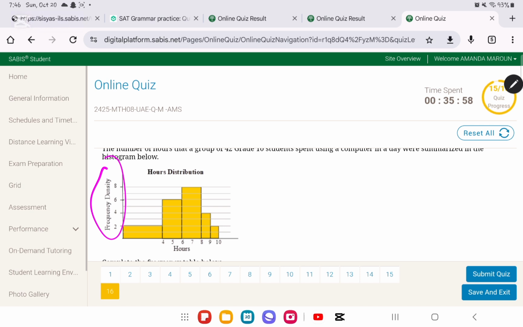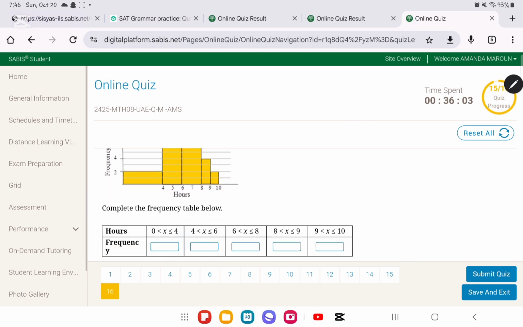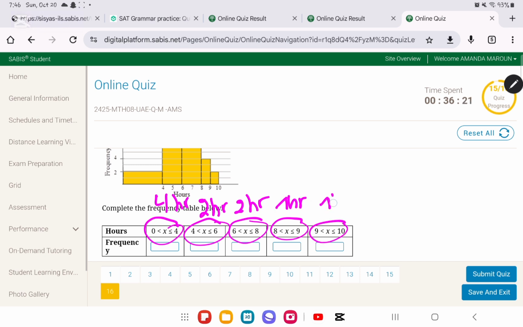Very simply, the first thing we're gonna do is find the width. How do we find the width? We're gonna go down to the hours. For example, 4 hours minus 0 hours, 4 hours. 6 minus 4, 2 hours. 8 minus 6, 2 hours. 9 minus 8, 1 hour. And 10 minus 9 is 1 hour. So now we have found what? We have found the width.